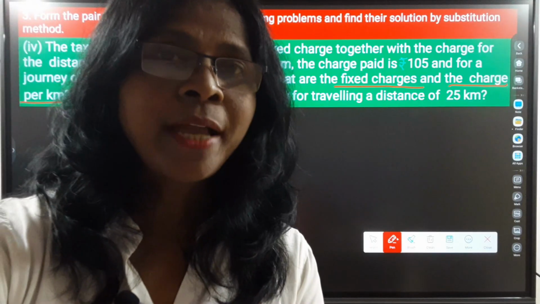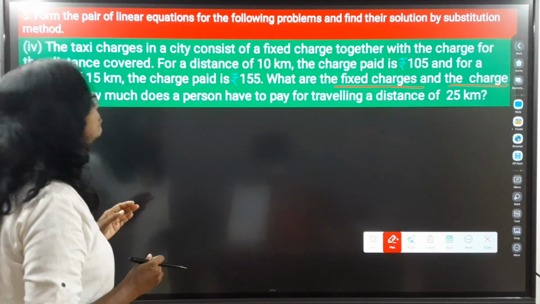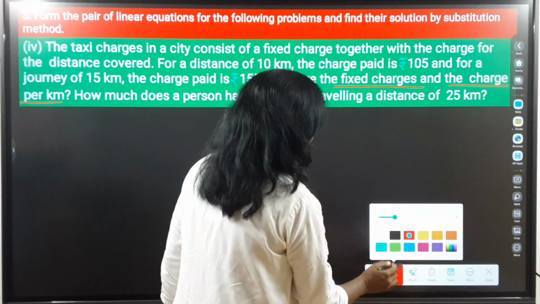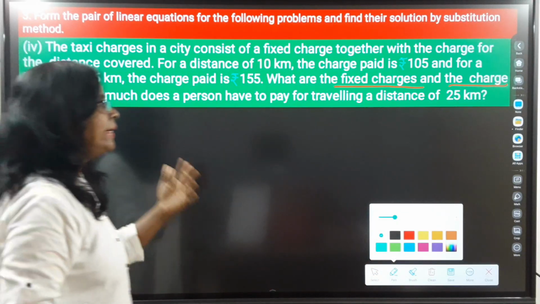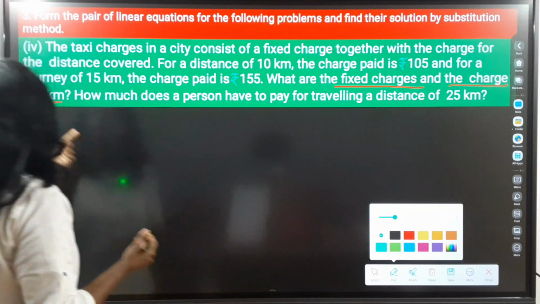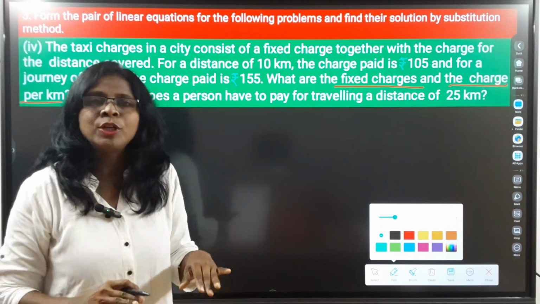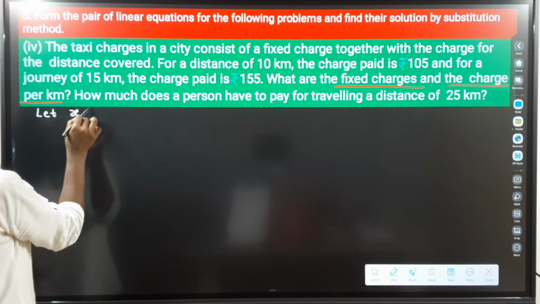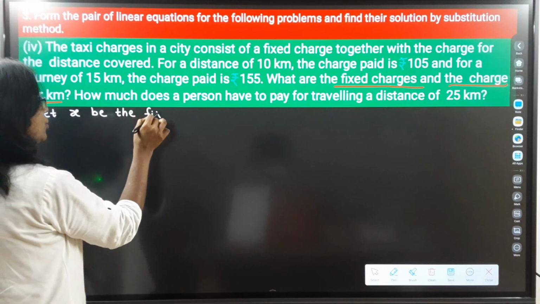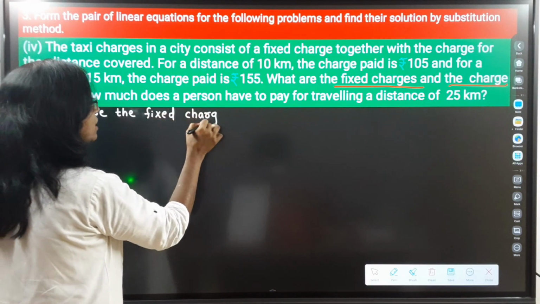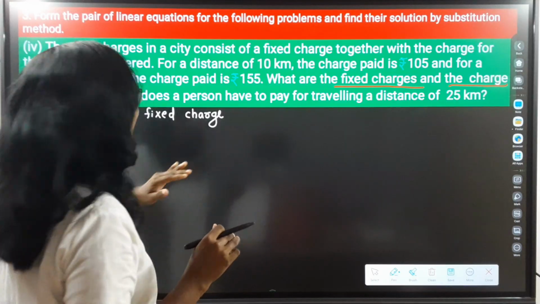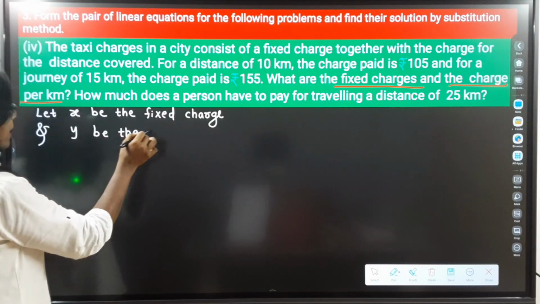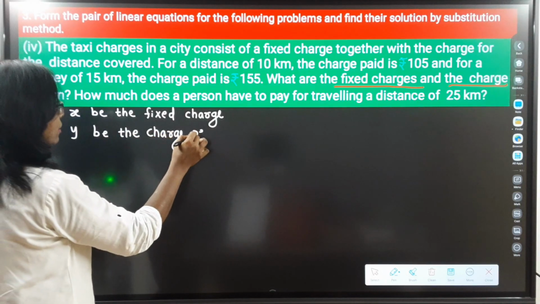Now here students, in such a type of problem there are two conditions, and we have to find out the fixed charges and the charge per kilometer. So this is our assumption part students. So here I write down first, let x be the fixed charge. And we have to calculate the charge per kilometer, so I say let y be the charge per kilometer.